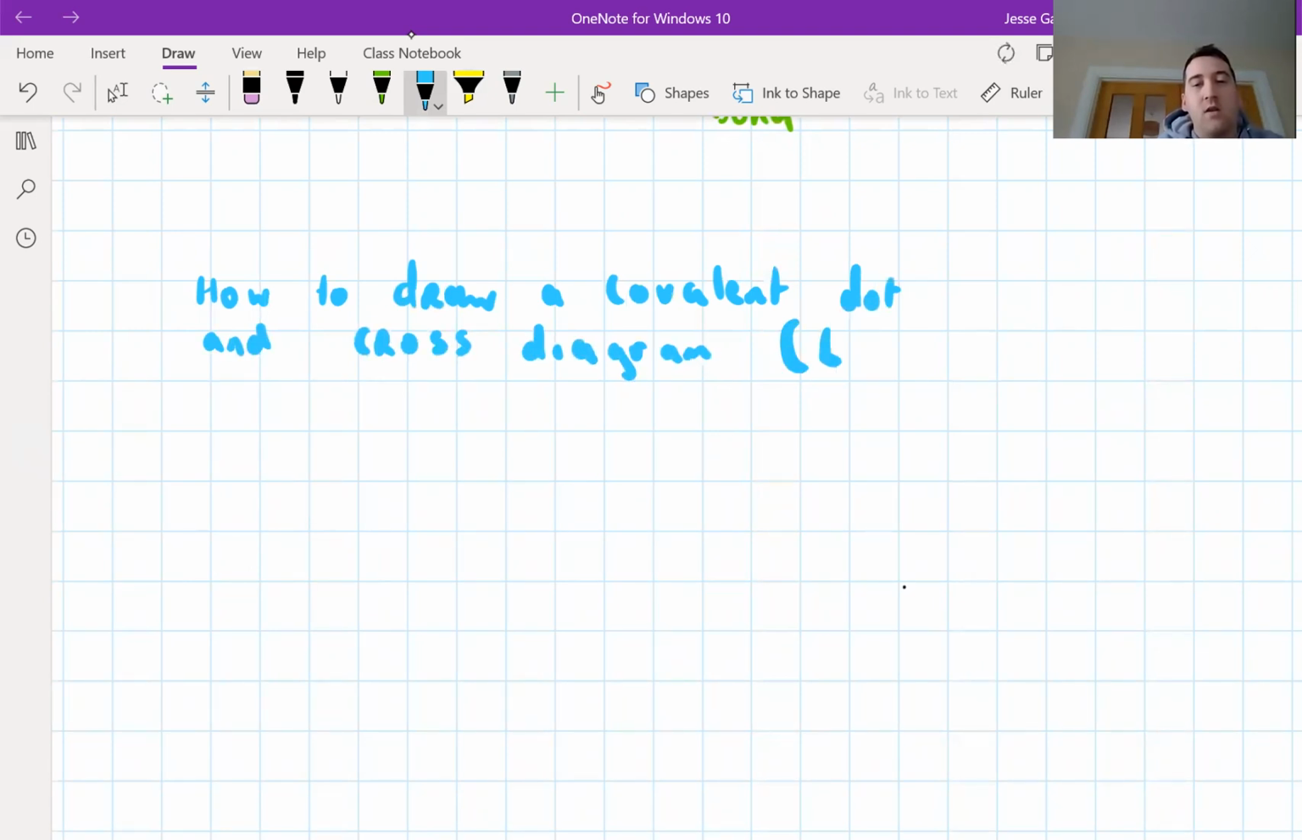Now, you may also sometimes see this. Lewis structures are just the diagrams that show the electrons as dots and X's. So sometimes you'll see it being called that.